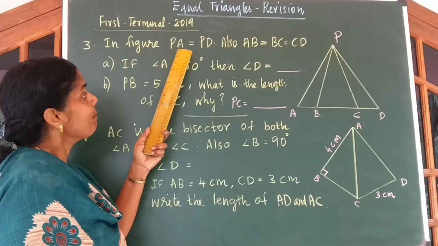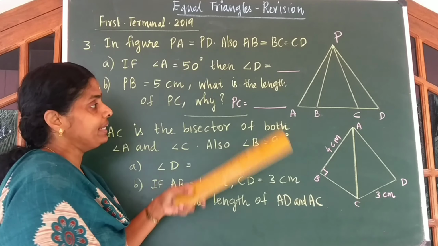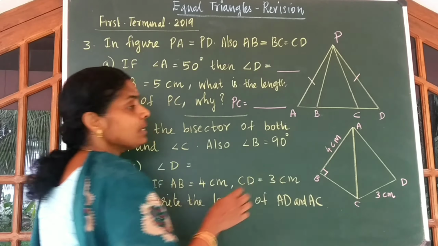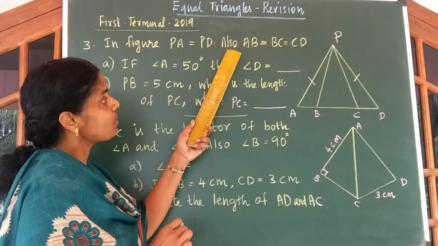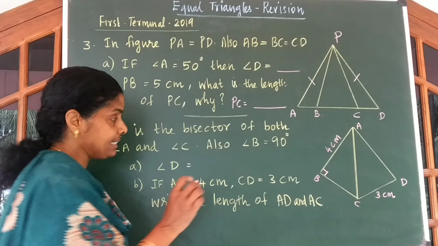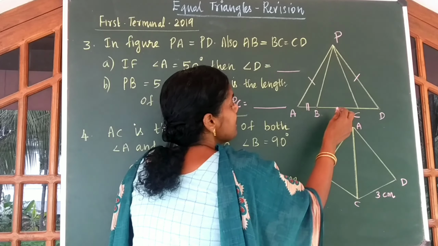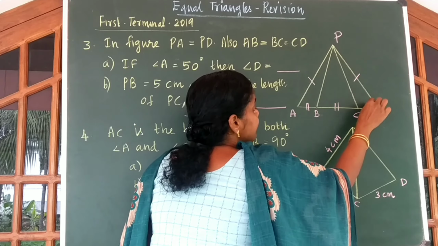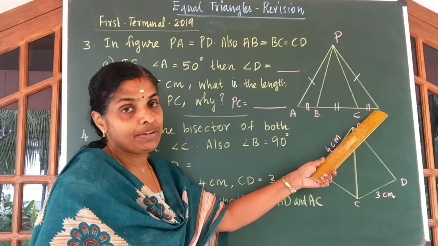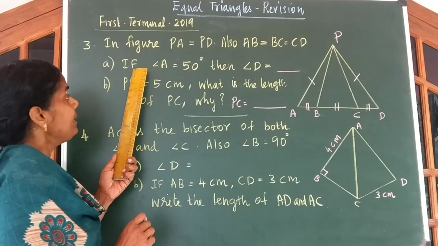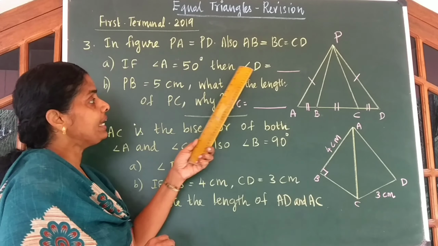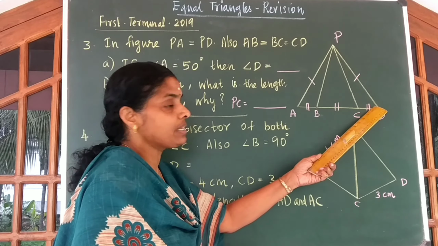In the figure, PA is equal to PD. You are given PA and PD measures to be equal. Also, AB, BC and CD are equal. That is, AB equal to BC, that is equal to CD. These three measures are also given to be equal. Now come to the question. If angle A is equal to 50 degree, then angle D is equal to?